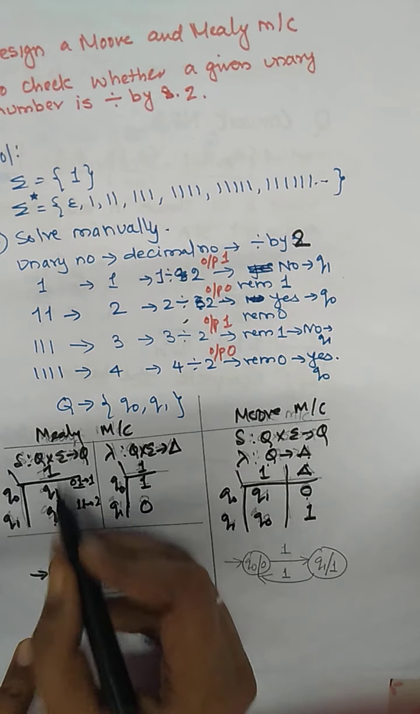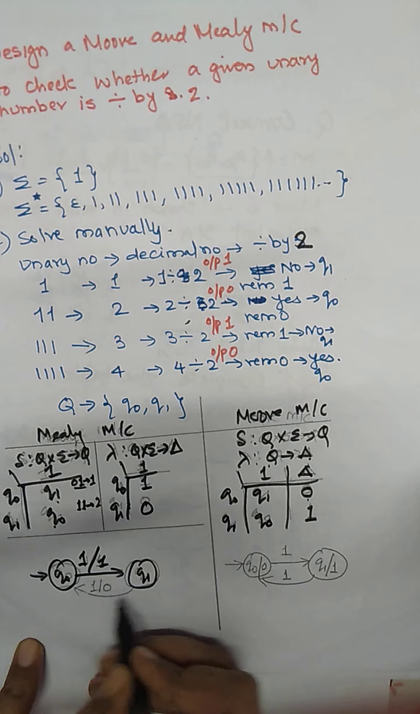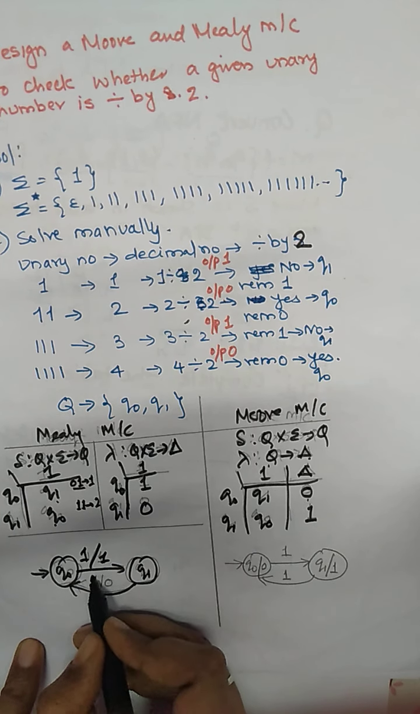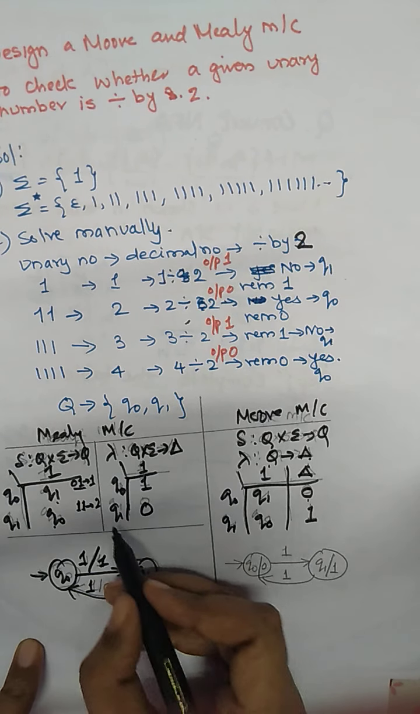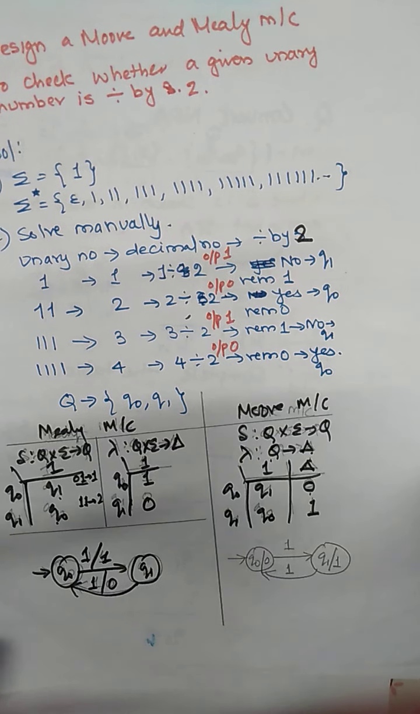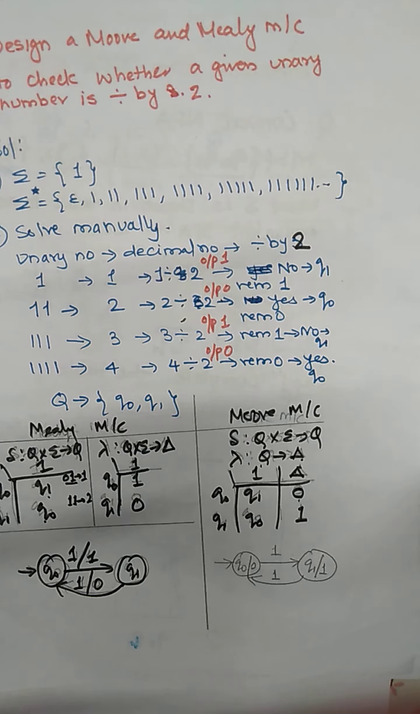Now Q1 on 1 goes to Q0. So on 1 goes to Q0. What is the output? Q1 on 1 produces the output as 0. So this is where we completed the Mealy machine state transition diagram, which is similar to your FSM.